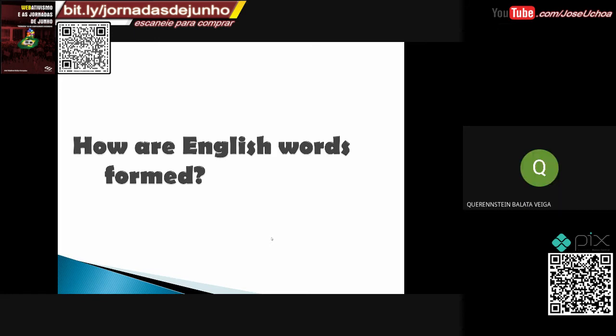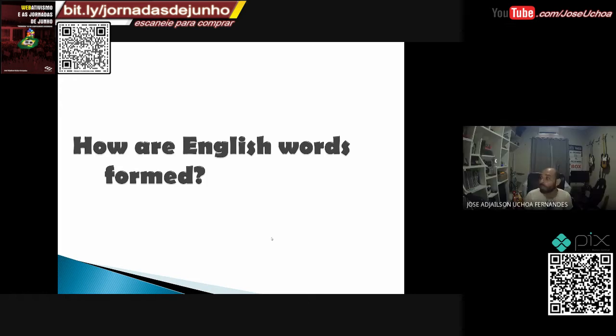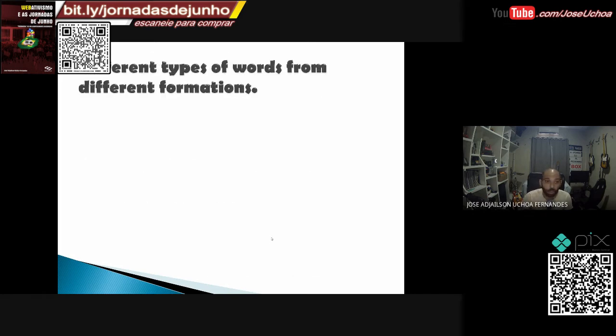Yes, we form words according to the meanings. So if it's necessary, we can derive, we can create another word. Yes, according to social needs, according to technological advances, we create words. Yeah, because we create reality. Our reality changes, vocabulary also changes. So, different types of words come from different formation processes.